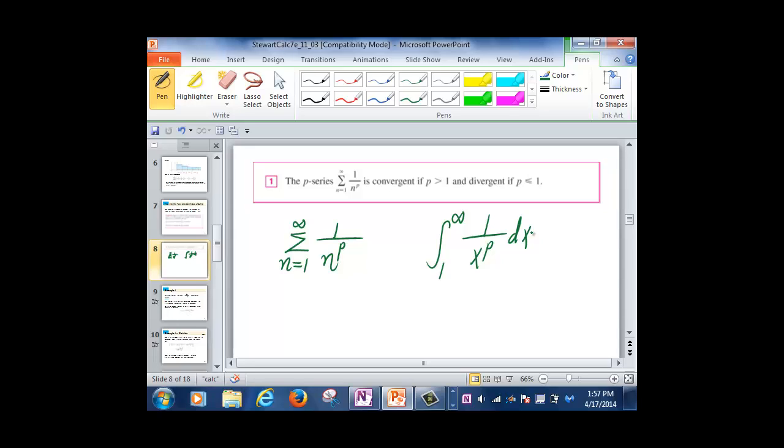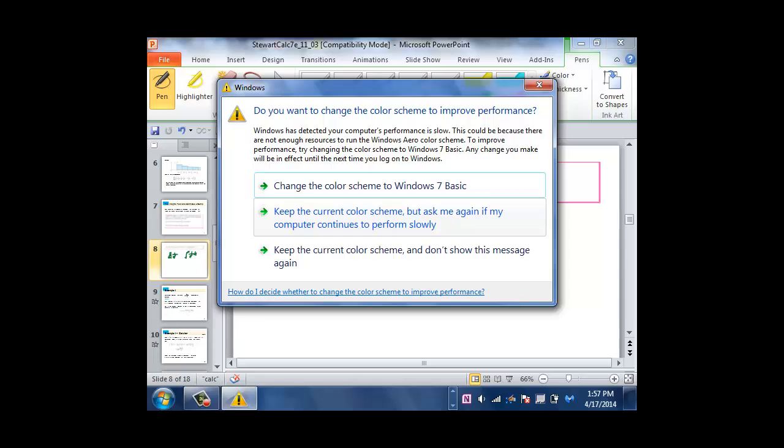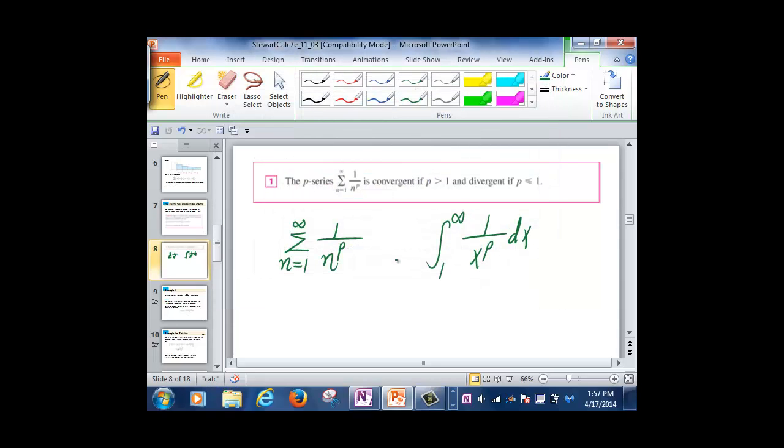And we know that this integral converges when p is greater than 1, and it's divergent when p is less than or equal to 1, right? Is everybody okay with that? All right, so the integral from 1 to infinity of 1 over x to the p dx, that's convergent when p is larger than 1, and it's divergent when p is less than or equal to 1. Knowing that, we now know that the p series is convergent when p is larger than 1, and it's divergent when p is less than or equal to 1. What are we applying? We are applying the integral test.